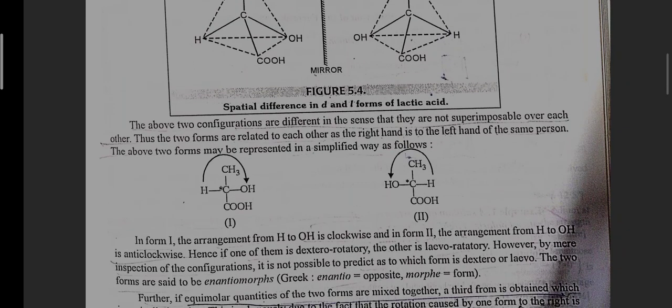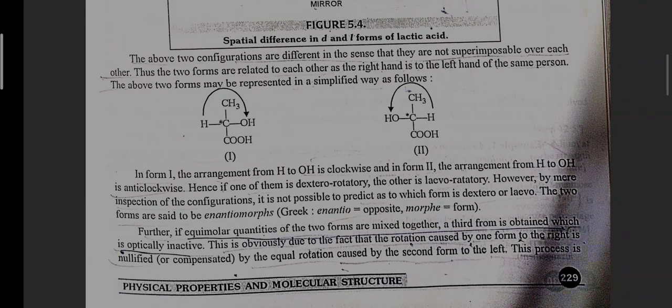These mirror images are different in the sense that they are not superimposable over each other. Thus, the two forms are related to each other as the right hand is to the left hand of the same person. These are the two forms given, which shows the spatial arrangement.